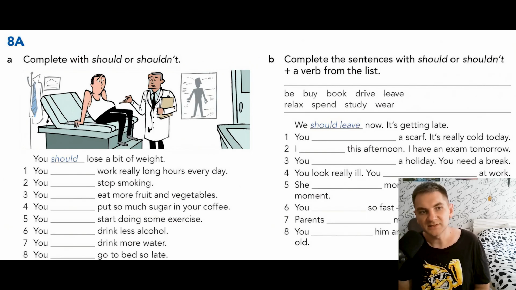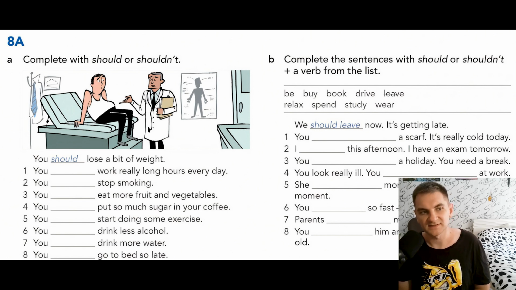Exercise A. Complete the sentences with should or shouldn't. Look carefully at the context and then make a decision. You should lose a bit of weight. That man in the picture is overweight, so it's good advice for him.